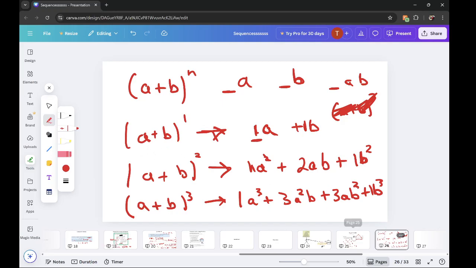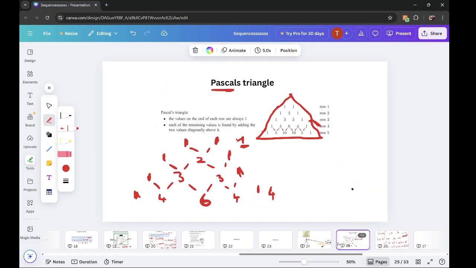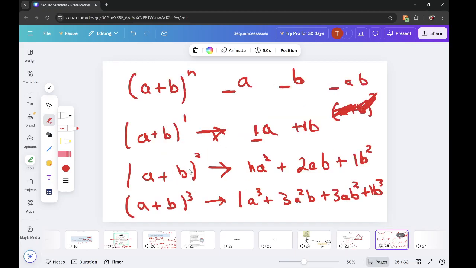So let's take our first equation here, (a + b) to the power of 1. That gave us coefficients of 1 and 1. Row 1 is 1 and 1. That could be a coincidence. But now let's go on to (a + b) to the power of 2, which is 1a² + 2ab + 1b². I want you to just focus on these coefficients: 1, 2, and 1 in that order.